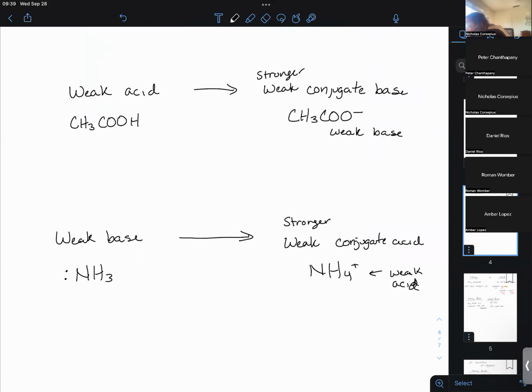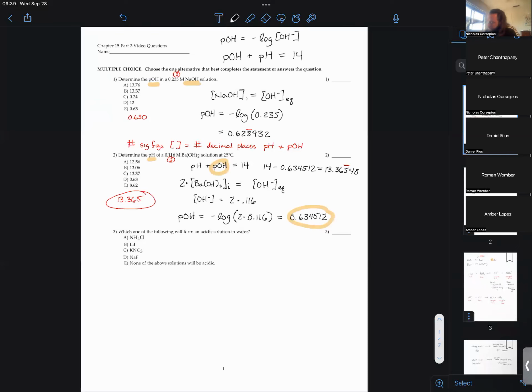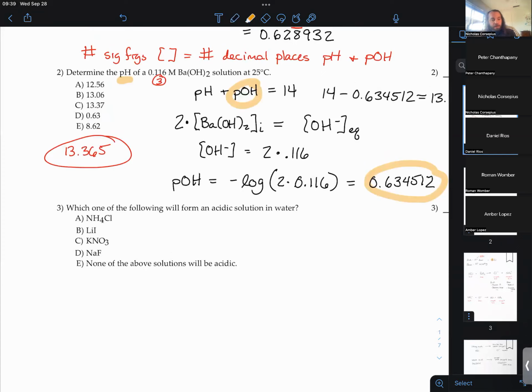So let's go back to our problem here and let's see. This ammonium ion right here is going to be the one that can actually form an acidic solution in water. This can donate that proton because it is the conjugate acid of a weak base.